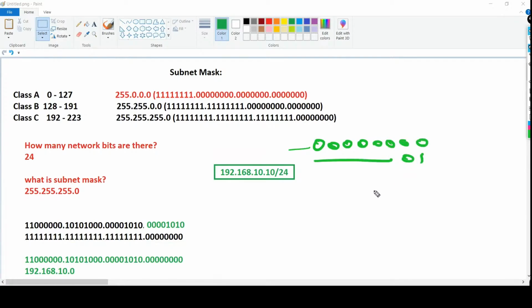After that, 255 means all bits are 1. Here you will write 1, 1, 1, 1, 1, 1, 1, 1, then the value will be 255. So I think this one is clear to everyone, right? For the default subnet mask, whatever value we put here, the network ID will be the same.